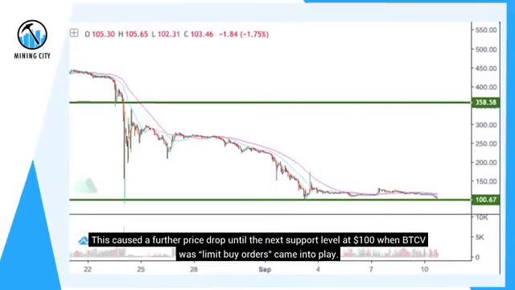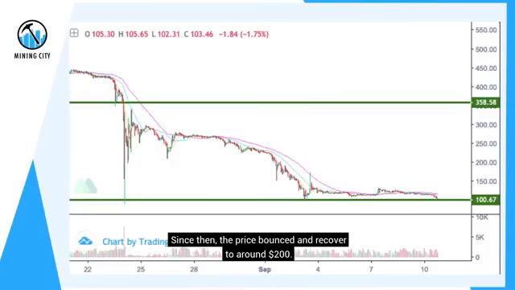This, in turn, caused further drops in price until the psychological support level of $100 was reached. And from that moment, the price bounced back to around $200.